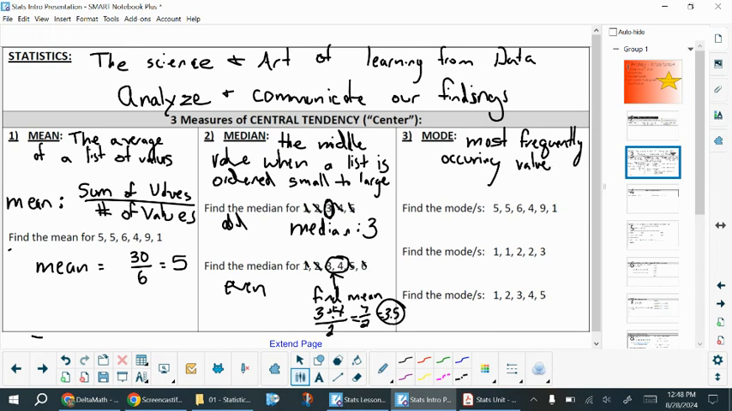Something like this first one is pretty easy. If we look at these, there's a 9, a 1, a 4, a 6, and 2 5s. Well, there's 2 5s, so we have one mode, and it is 5.